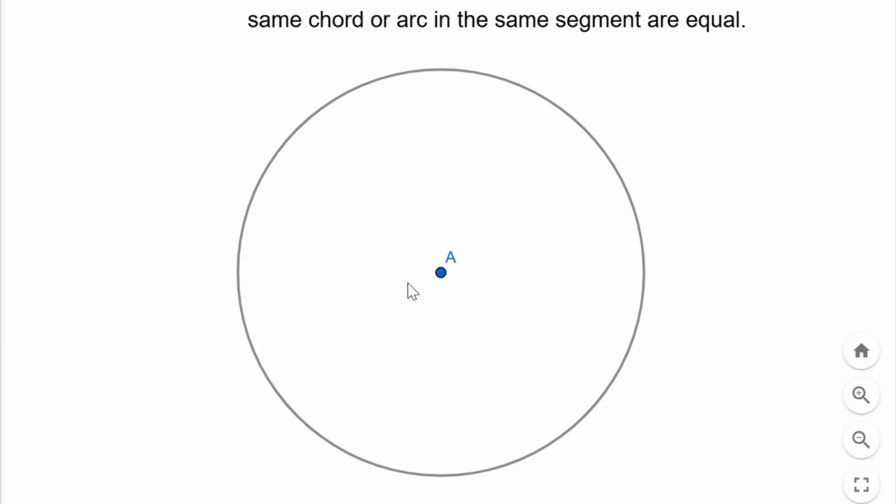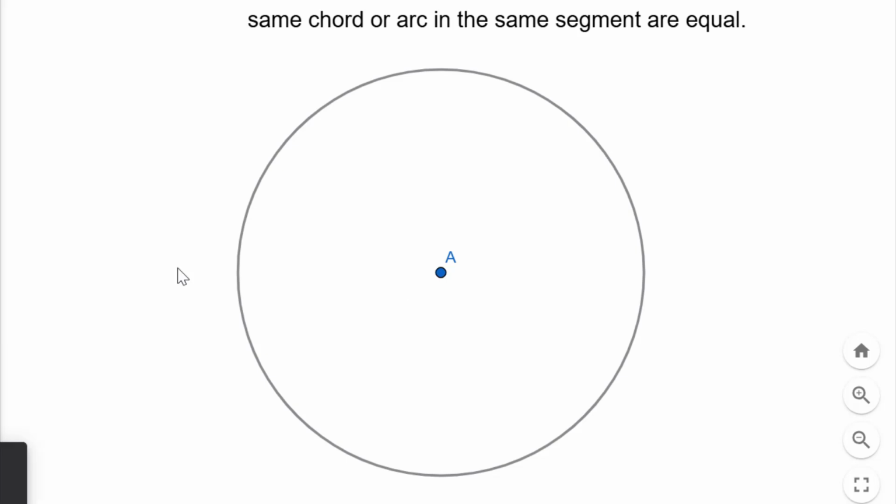A segment is a region inside a circle cut off by a chord and an arc. A region, not a line, it's a region inside a circle cut off by two things, a chord and an arc. It means that the region is surrounded by these two things. It means that we need a chord. Now, what is a chord?